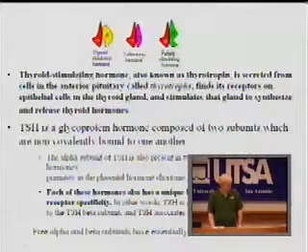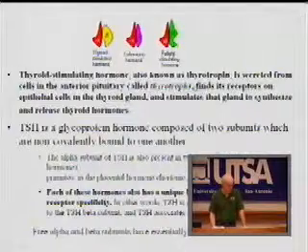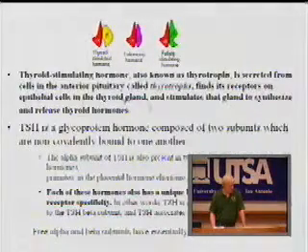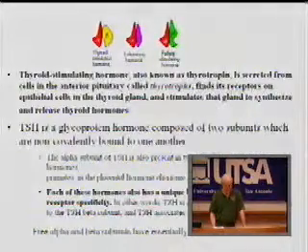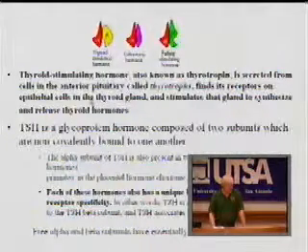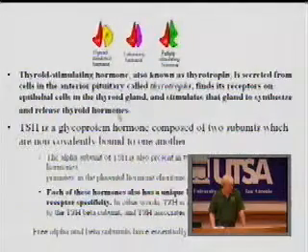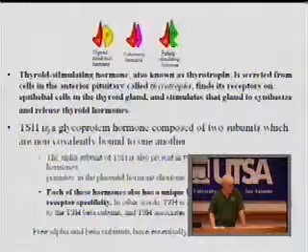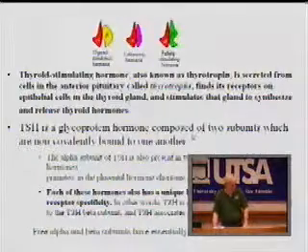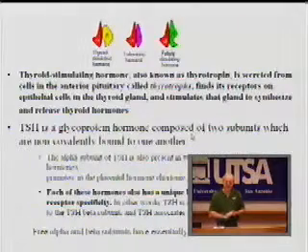The thyroid-stimulating hormone, also known as thyrotropin, is secreted from cells in the anterior pituitary called the thyrotropes. It finds its receptors on the epithelial cells. Remember, this is not an active finding, but I shouldn't have to repeat that anymore now. In the thyroid gland, it stimulates the gland to synthesize and release thyroid hormones. The TSH is a glycoprotein hormone, so we can already picture several different aspects of post-translational processing.